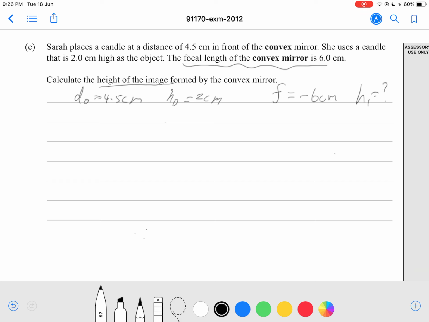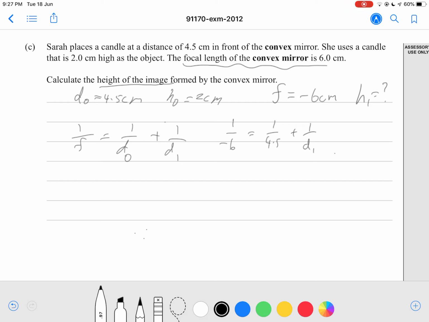The first thing we're going to be doing in these questions is finding the distance of the image. How far away from the mirror is the image? We do that by saying that 1 over f is equal to 1 over do plus 1 over di. So 1 over negative 6 is equal to 1 over 4.5 plus 1 over di. We don't know our distance of image.